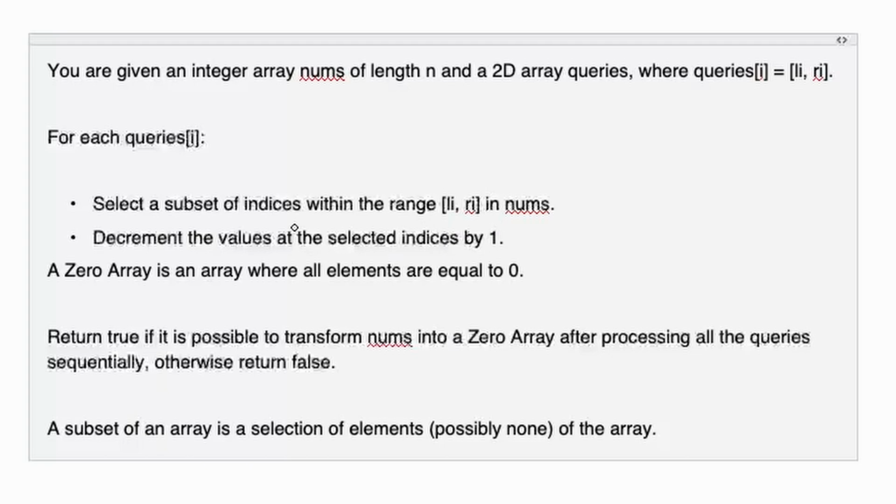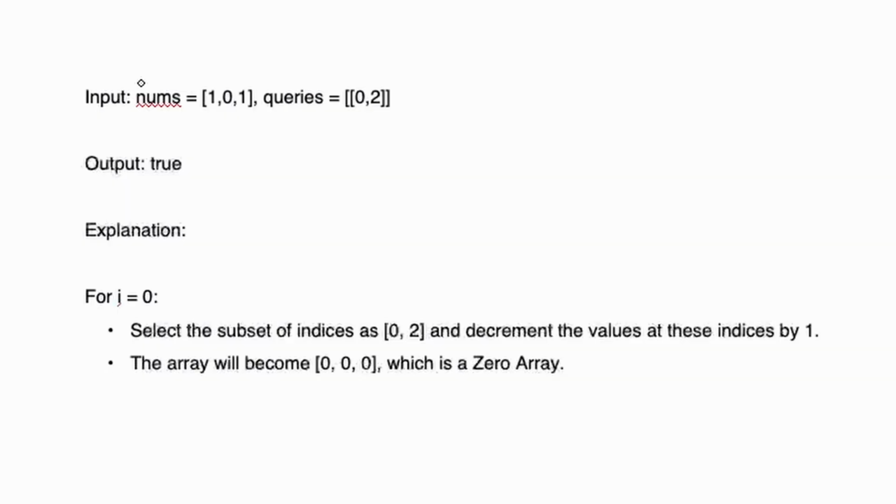What we want to do is transform this array into a zero array, where all the elements of the array are equal to 0. We want to return true if it's possible to do this, and false otherwise. Looking at example 1, [1, 0, 1] with the query [0, 2], we would output true here. The reason is that we can select a subset of indices between 0 and 2 and decrement those values by 1. For this first one at 0, we would decrement it by 1.